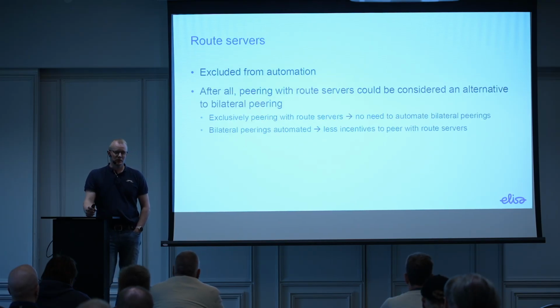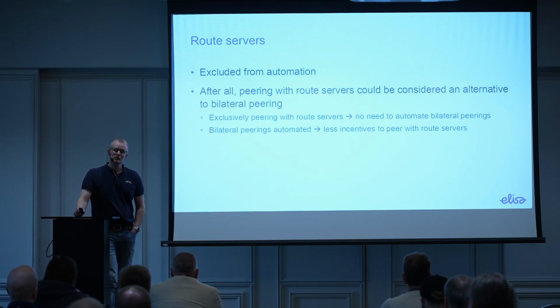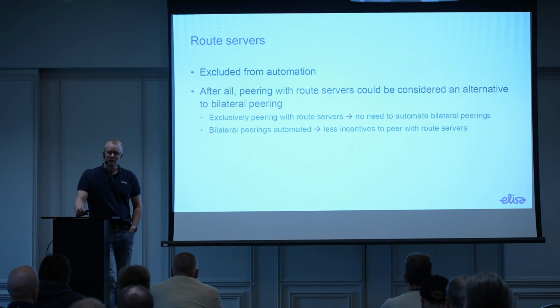Then a few words about route servers. Route servers in this context are out of scope, and they have been excluded from our automation. So this Ansible automation does not touch route server peerings at all. After all, route servers have entirely different configuration. They have their own BGP community-based policy framework and so on. So I consider that those are entirely different beasts.